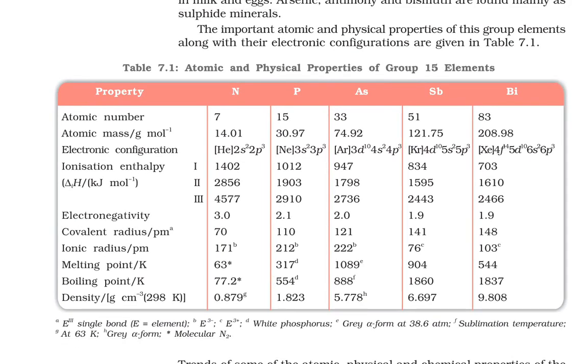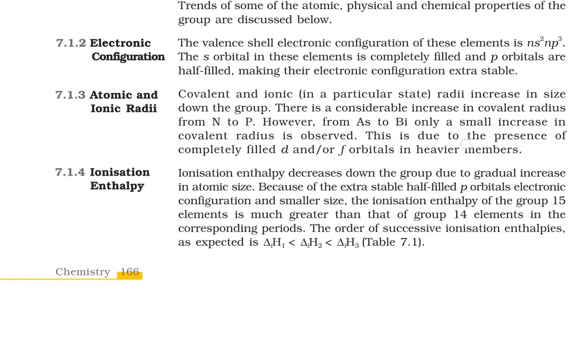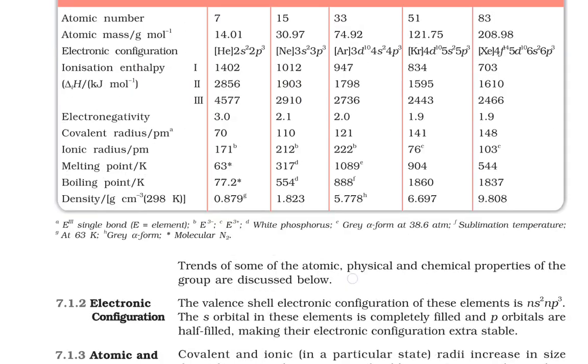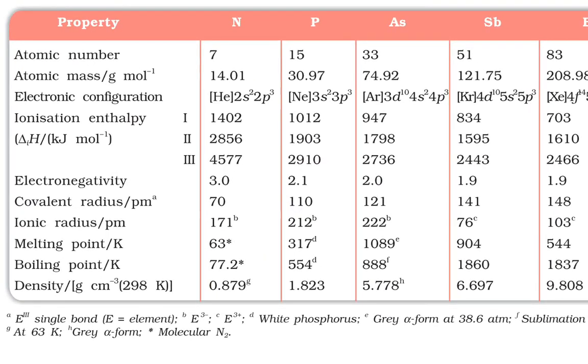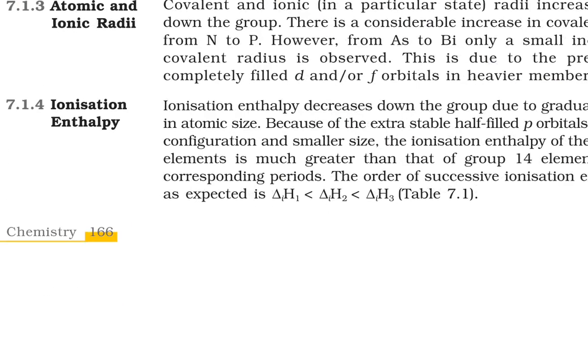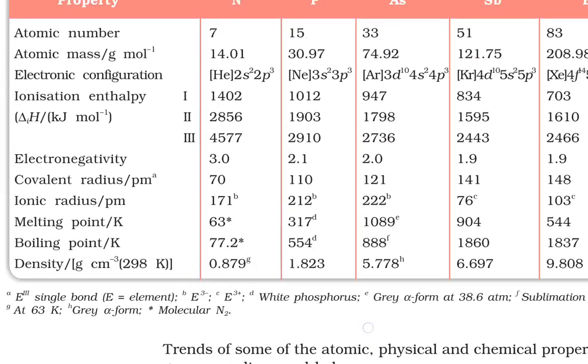So for nitrogen it is 1402, for phosphorus 1012, for arsenic 947, for antimony 834, and for bismuth it is 703. So this is written here: first ionization enthalpy, second ionization enthalpy and third ionization enthalpy. You can see first ionization enthalpy is smaller than second ionization enthalpy, which is smaller than third ionization enthalpy.